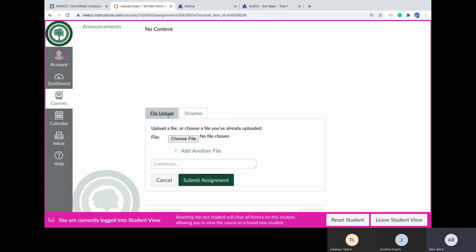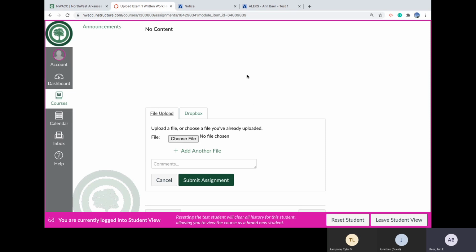You can upload your file here. Choose file from your desktop. Then you can add another file. So you can certainly upload 2 sheets of written work here. And then you click on submit the assignment. It works just like it worked earlier this semester at the start of the semester. So it really shouldn't be anything new for you.